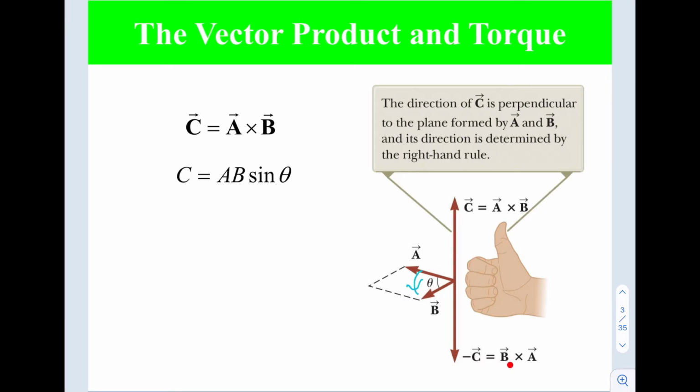If you do it in reverse, meaning B cross A, you have to place your fingers along B first and then cross towards A. So you will get a downward direction. Your thumb is pointing downward. It means that it's the negative of C. This is how to determine the direction of the product C when you have A cross B.